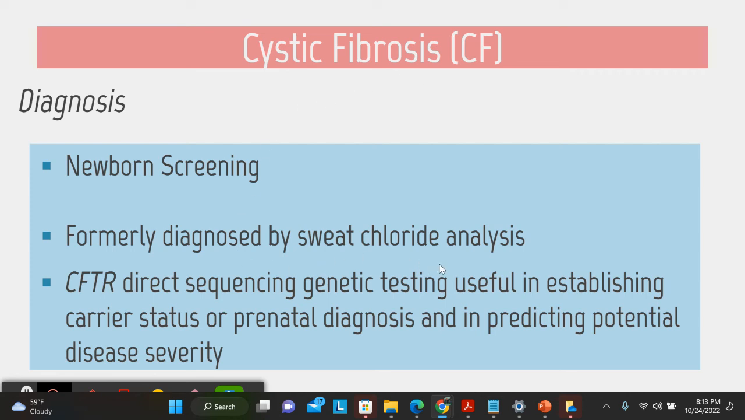There is genetic testing, and that will help establish carrier status or prenatal diagnosis, and it can predict potential disease severity because different mutations have different levels of severity associated with them. Typically, within a family, the disease will follow the same course.